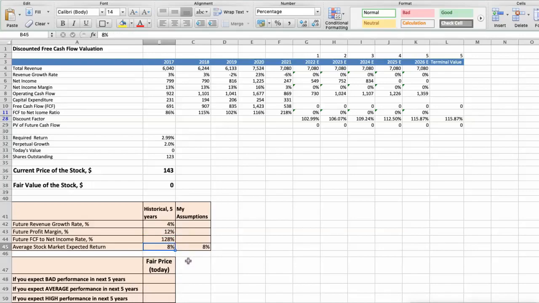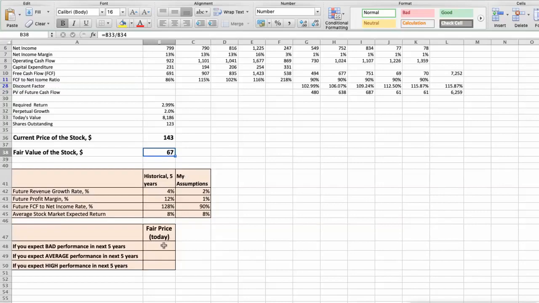Now, let's consider 3 different scenarios for Clorox Company: bad, average, and good. First scenario. Clorox will have bad performance in next 5 years, and we will use the following parameters in our calculation. Future revenue growth rate would be low, 2%. Future profit margin would be low, 1%. Future free cash flow to net income rate would be low, 90%. In this case, the fair value of the stock today would be $67.